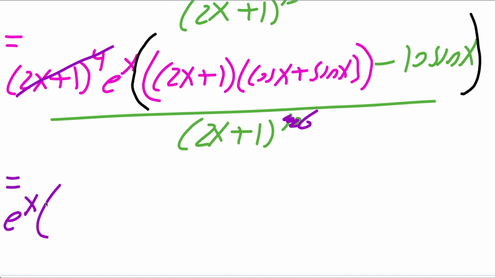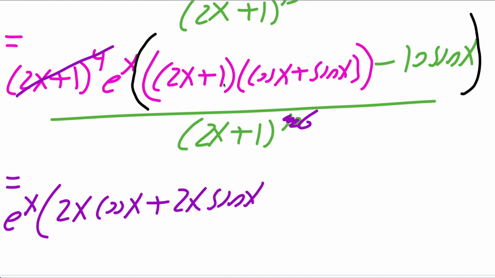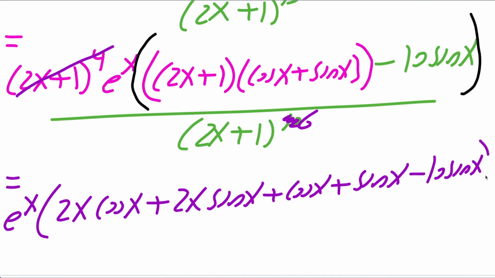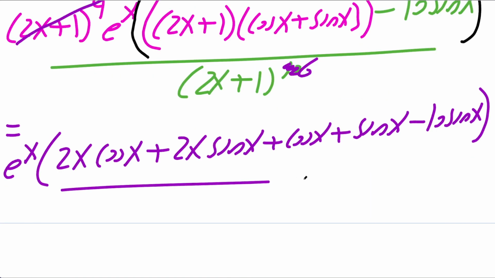We got to do for each one. So we're going to get 2x cosine x plus 2x sine x. So 1 times cosine x gives us cosine x, and 1 times sine x gives us sine x. And we'll continue with this piece, negative 10 sine x. So all we did was expand, and now this is our numerator. And the division will be the same, 2x plus 1 raised to 6.